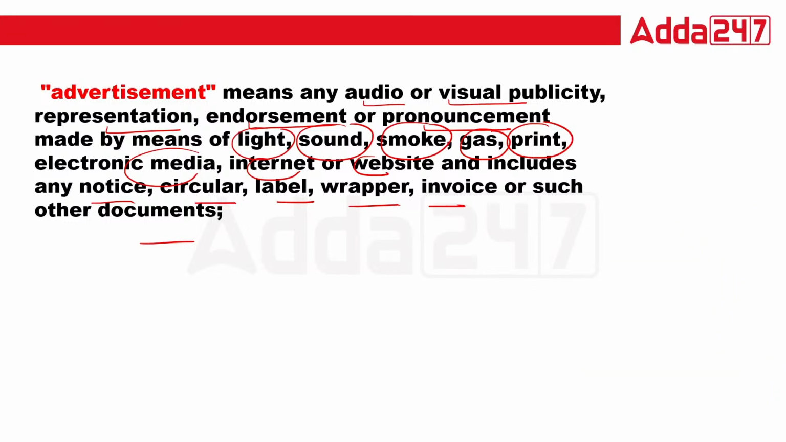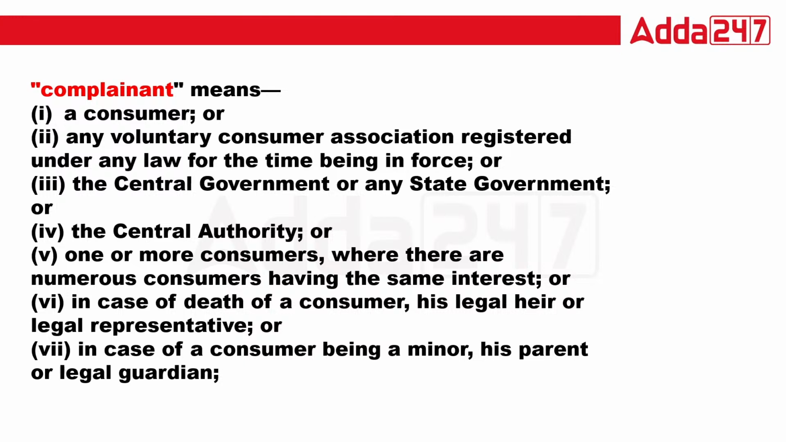Now the next one, class, is complainant. Who is a complainant under the Consumer Protection Act? The first is a consumer, a voluntary consumer association registered, the central government and state government, and a central authority can also be a complainant. One or more consumers where there are numerous consumers of the same interest. In the case of death of the consumer, his legal heir and legal representative is also called complainant, and if the consumer is a minor, his parent and legal guardian will be the complainant.